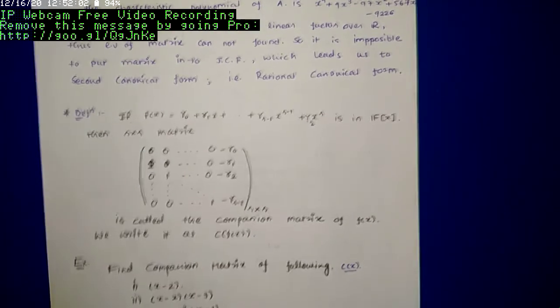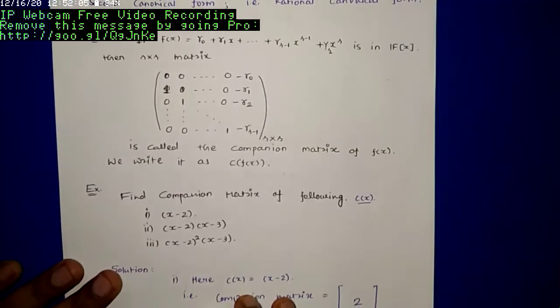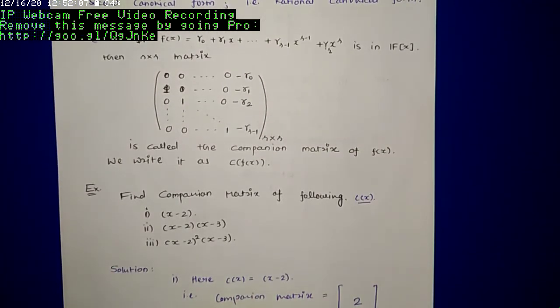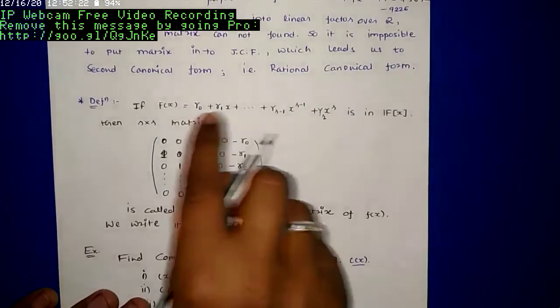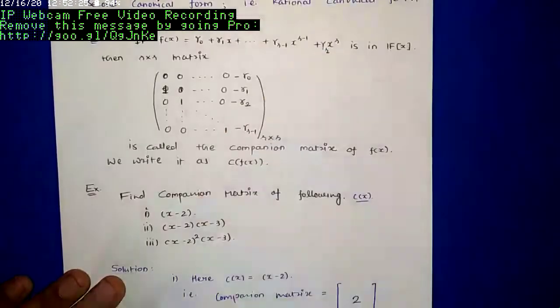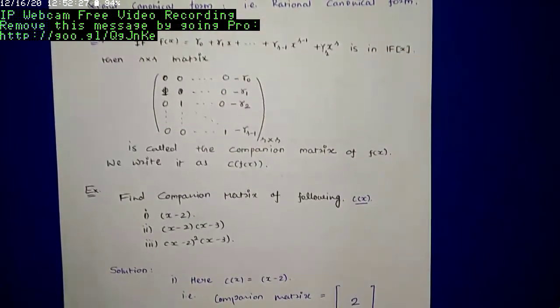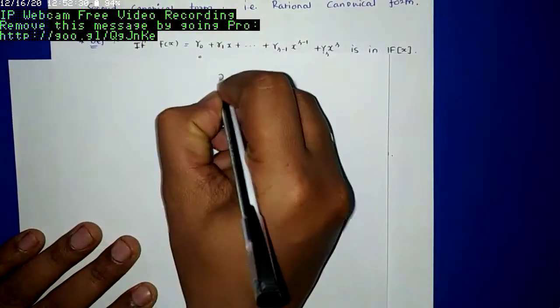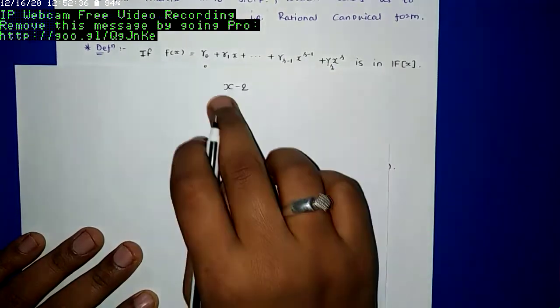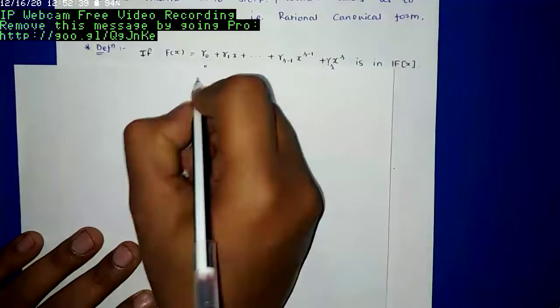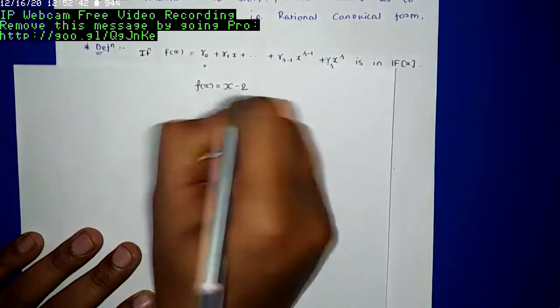Okay. Now let's see some examples. There are three polynomials given, and we have to find the companion matrix. For that we need to compare all of these with the standard form. Here in the first example we have x minus 2. So I compare x minus 2 with this form. Here the degree of this function f of x is 1.